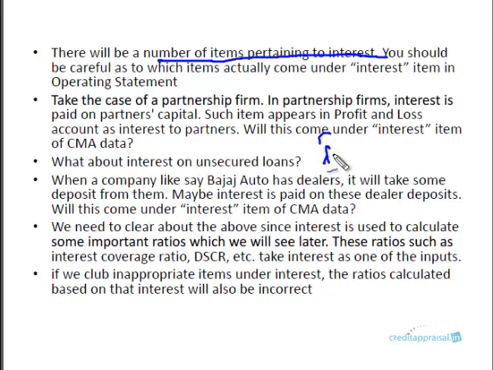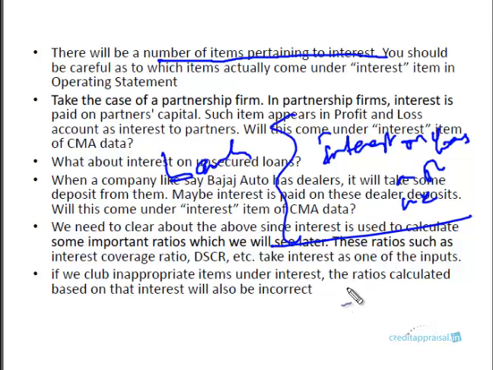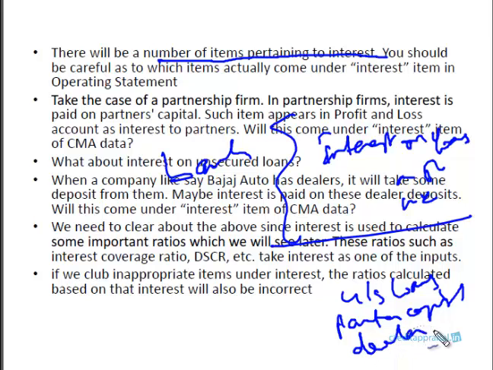You'll find interest under various names, like interest on loans, interest on term loan, interest on working capital, and then you have something called interest on... These are all related to the bank. Then you have something called interest on unsecured loans. Sometimes you'll find interest on partners' capital, and interest on dealers' deposits. So you will find various items related to interest.